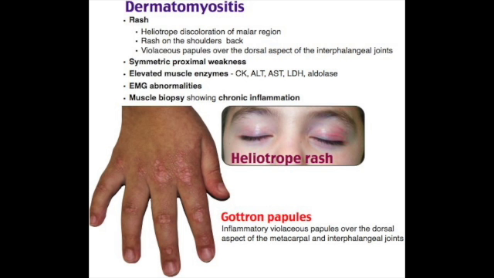Management: high-dose glucocorticoids are first line, and also hydroxychloroquine is useful for skin lesions. And remember, with hydroxychloroquine, you need serial eye exams. Methotrexate, azathioprine, IVIG, mycophenolate can be used if no response to corticosteroids or if corticosteroids are contraindicated.